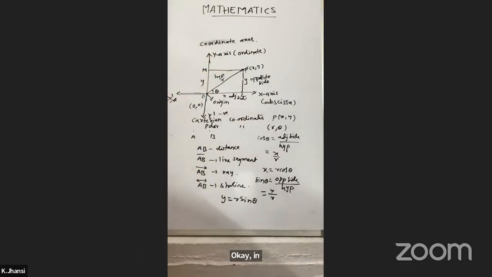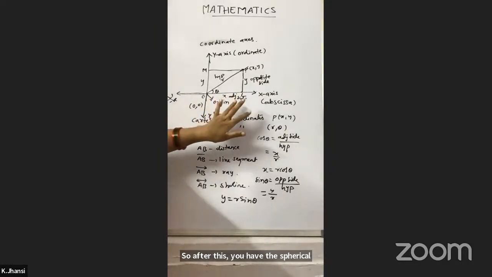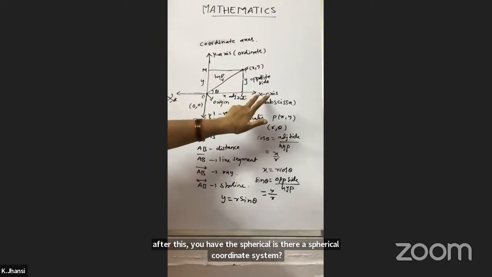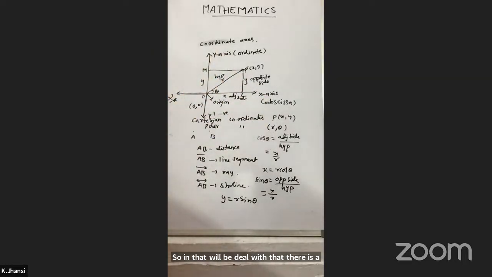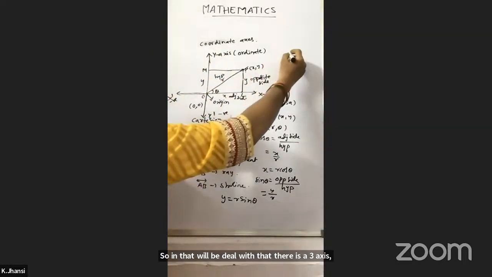After this you have the spherical coordinate system. In that we deal with 3 axes. You will have the x axis, y axis, and also one more, the z axis. Like this it will be there.